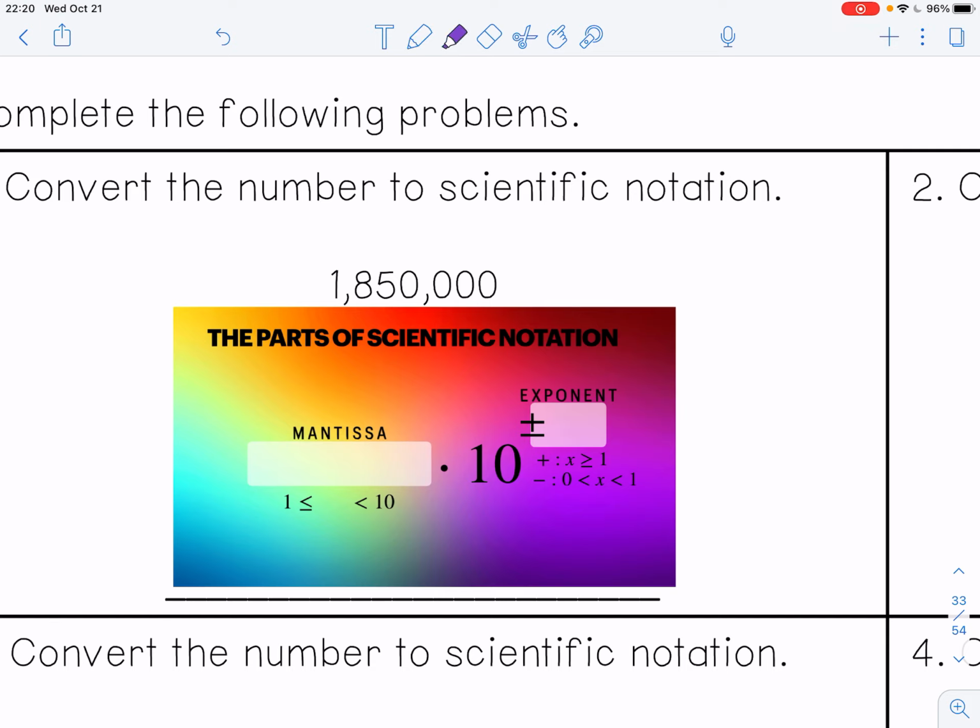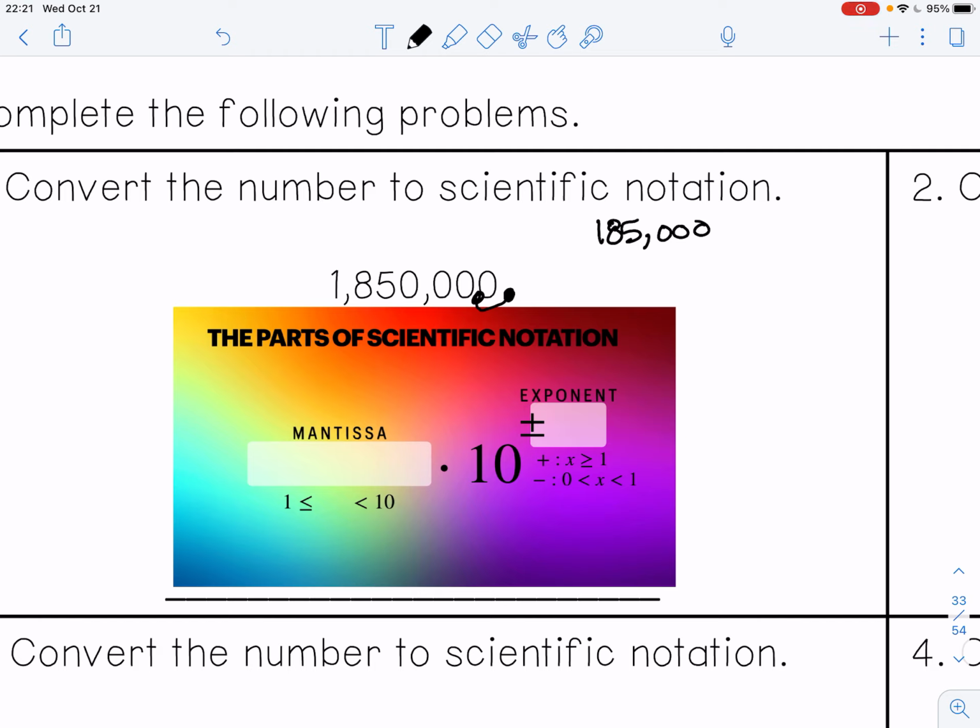So first of all, let's create our number between 1 and 10. So this is a whole number, 1,850,000. So that means that the decimal is sitting here. Now we need to move this decimal so that we can create a number between 1 and 10. So let's just think about where we move the decimal. If we move the decimal from here to here, how is that going to change our number? Well, that changes the number to 185,000. So basically, it knocks it down a peg.